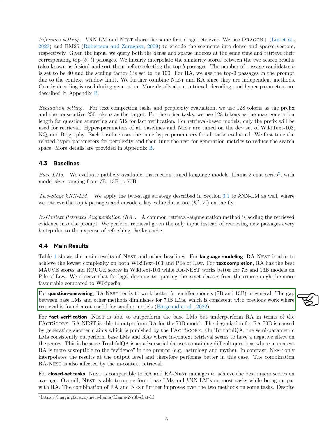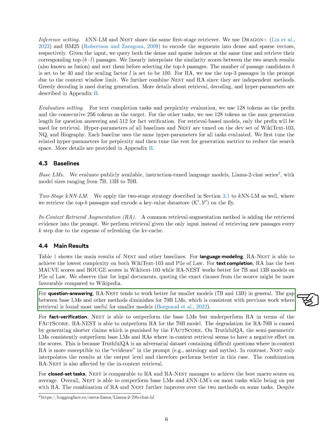However, raw NEST surpasses raw for the 70B model. The decrease in performance for raw 70B is due to generating shorter claims, which is penalized by the FACT-SCORE metric. In the TruthfulQA dataset, semi-parametric language models consistently outperform base models and RALM, as in-context retrieval seems to negatively impact scores. NEST, on the other hand, interpolates results at the output level and performs better in such cases.